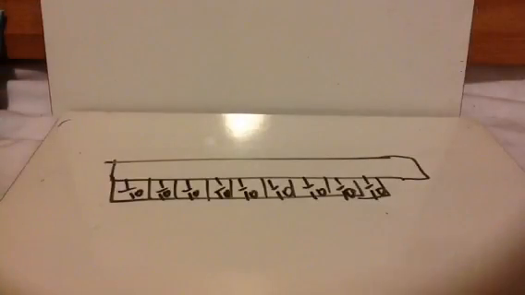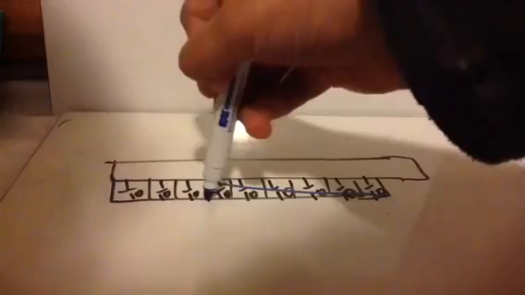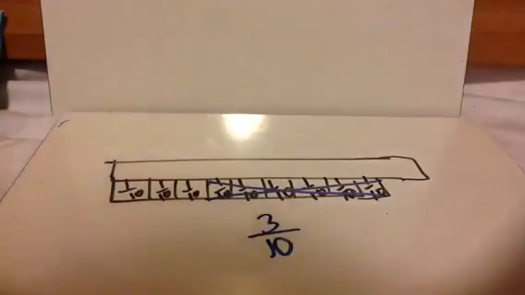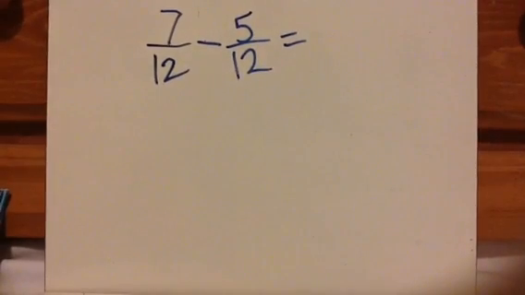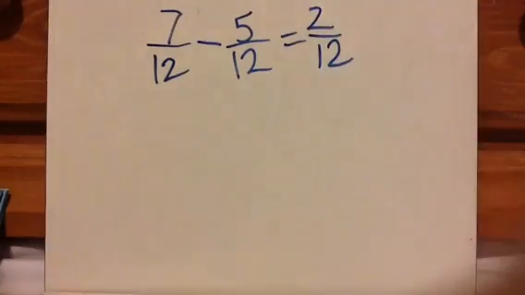Here's a visual model where you could see the 5/10 crossed out, and then you are left with 3/10. Okay, let's look at another one. You have 7/12 of something, and you're taking away 5/12. How many 12ths do you have left? So, obviously we know how to do this. You do 7 minus 5 is 2, and then you keep the denominator the same.